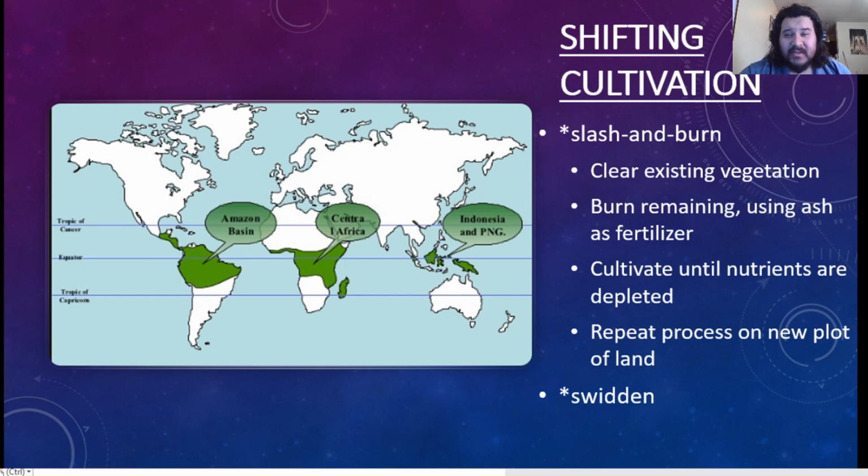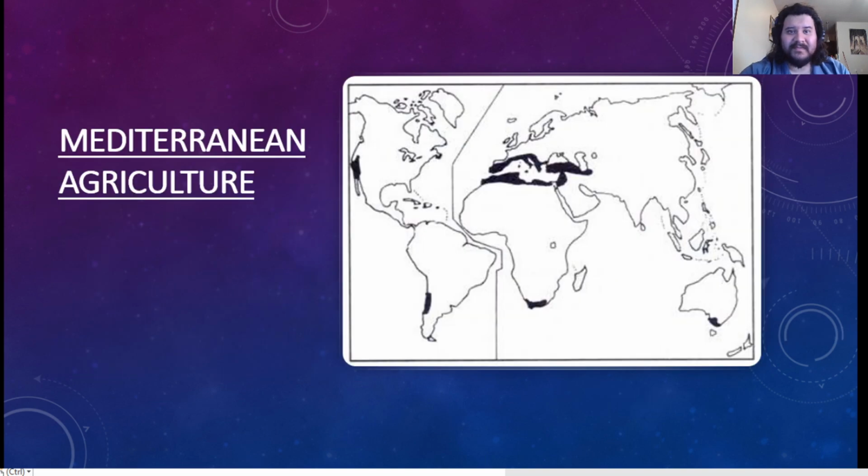The other type that we call this is also Swidden. There's just three different ways that it's referred to: shifting cultivation, slash and burn, Swidden. But these are the steps.